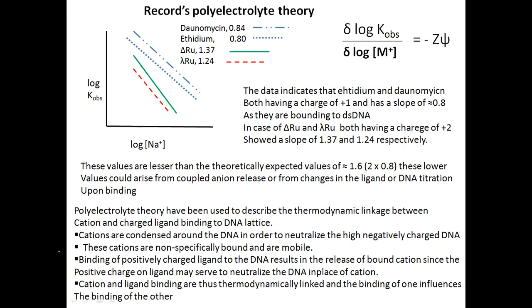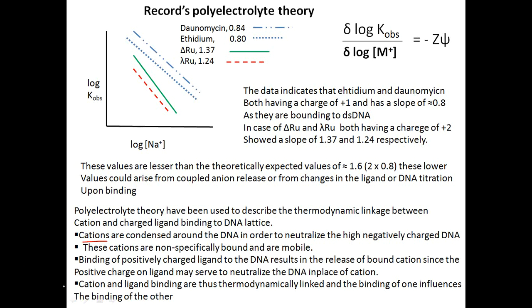So what is Record's theory? What it says is that the cations in the salt are condensed around the DNA, that is the nucleic acid. They condense around the nucleic acid's negative charge and create a positive cloud around it in order to neutralize the negative charge of the nucleic acid. And these cations are non-specifically bound, that means they are mobile. That is, one cation is not binding to only one phosphate group. It is existing, condensing around a region where it is neutralizing the negative charge of the whole nucleic acid. Wherever the negative charge exists, it gets condensed.